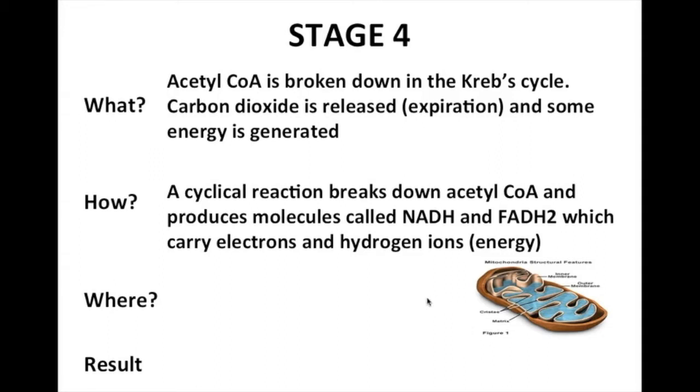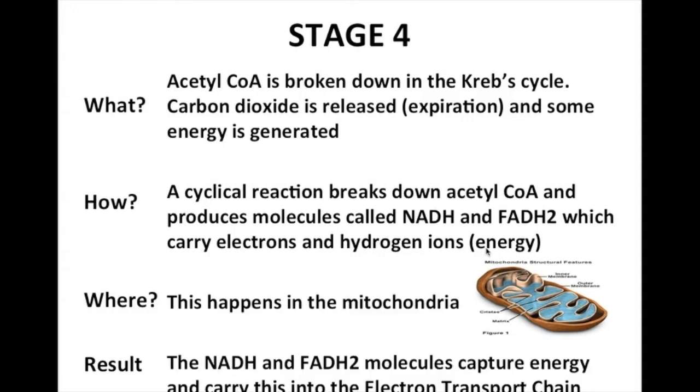And ultimately what we produce are these two things here called NADH and FADH2. And in those two molecules, we've got electrons and hydrogen ions. And this is what the energy is stored in that's going to help us reattach the phosphate onto ADP. And this takes place again in the mitochondria. So once we've got our NADH and FADH2 molecules, we can now go on to the last stage of the process, which is the electron transport chain.